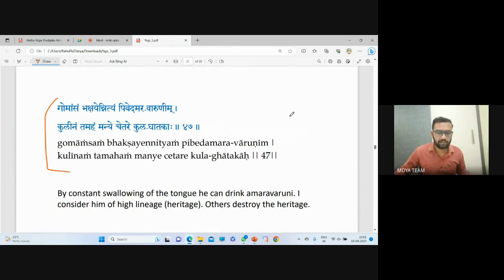Yes. This also has been asked in the exam. So today we will complete Khechari Mudra. Four to five slokas are also there.